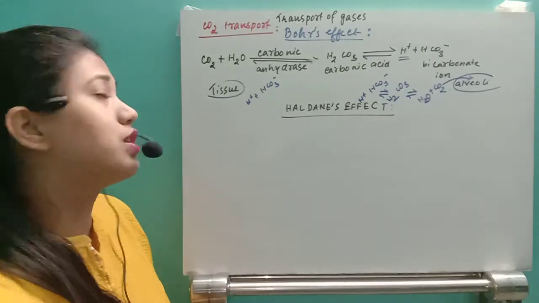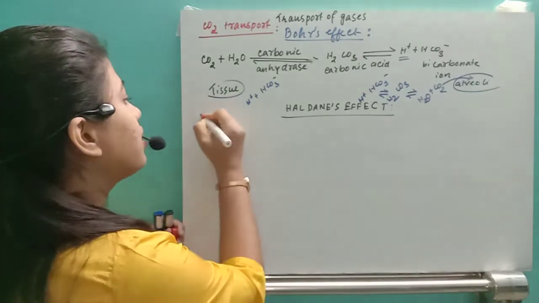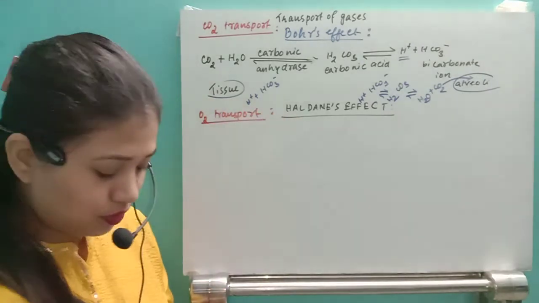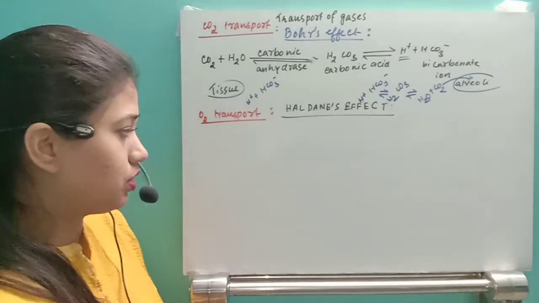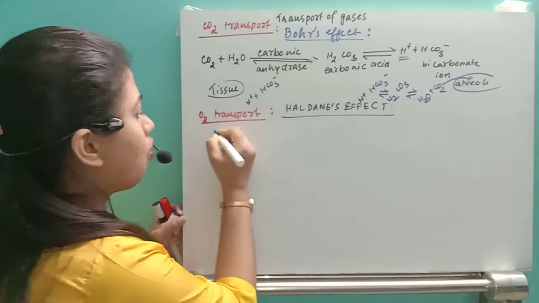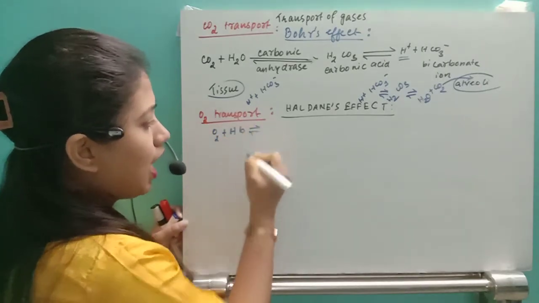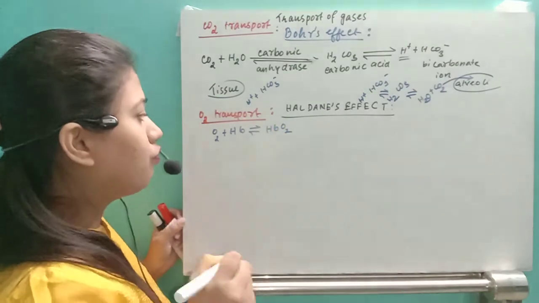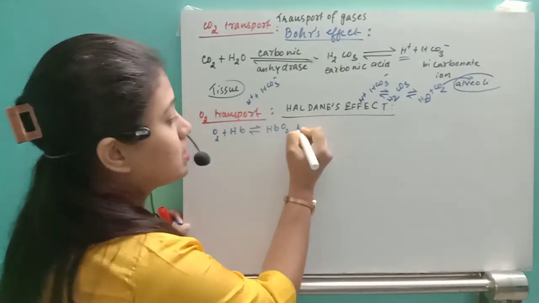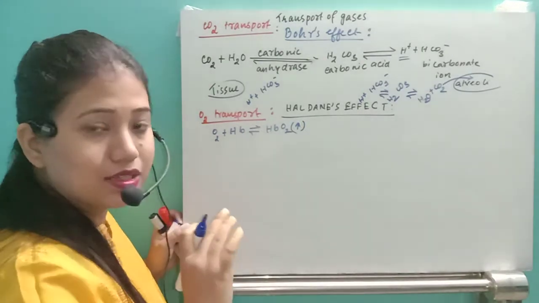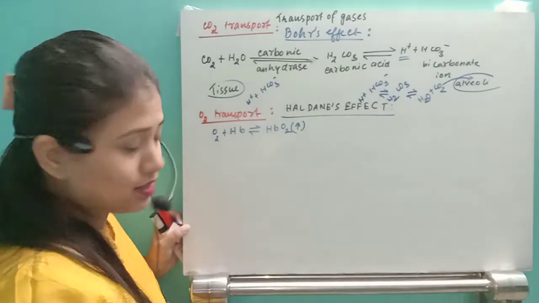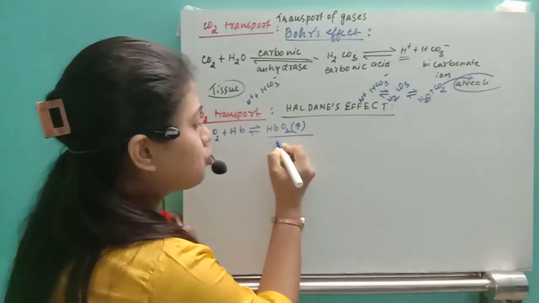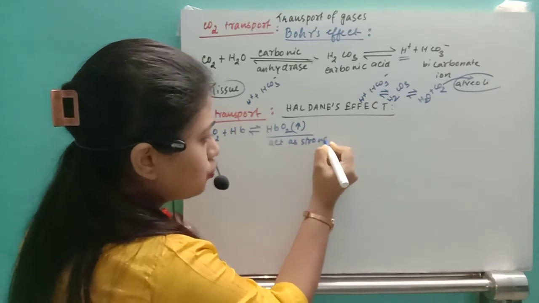So Bohr's effect occurs during carbon dioxide transport, right? And during oxygen transportation, we are going to have the Haldane's effect. Now what is this Haldane's effect actually? The Haldane effect is nothing but this: oxygen binds with the hemoglobin molecule and forms a compound. What is that compound? That is oxyhemoglobin, right? Now whenever oxyhemoglobin concentration is higher, normally it is not acting as an acid, but whenever oxyhemoglobin is higher in the blood, it acts as a strong acid.